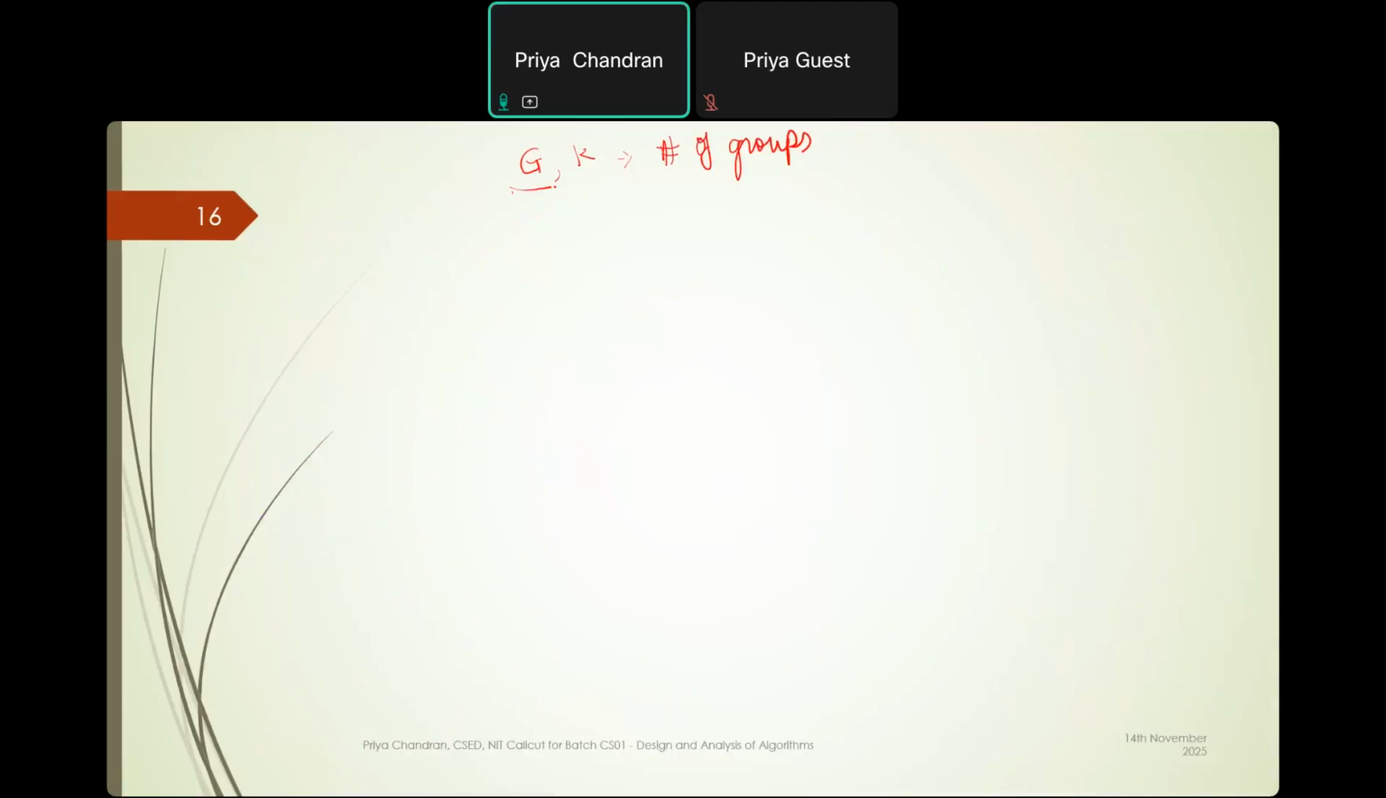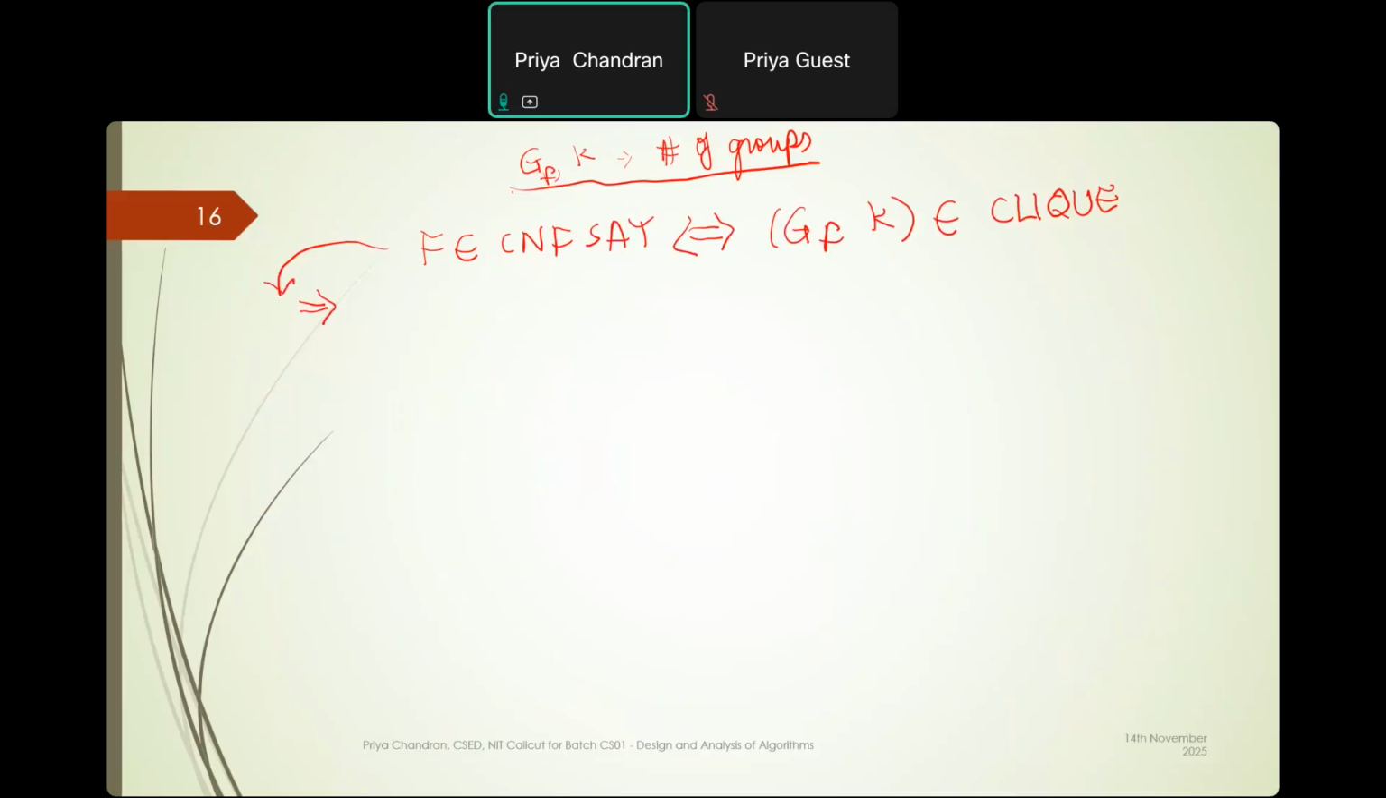Okay. Now we will prove that if F belongs to CNF SAT, then this, let us call it G_F, is logically equivalent to G_F,K belonging to clique. How do we prove that? So the idea is, let us prove the first direction, the implication, first. So we start from here. If F belongs to CNF SAT, then it means that there exists an assignment.